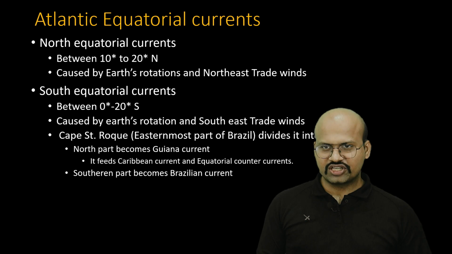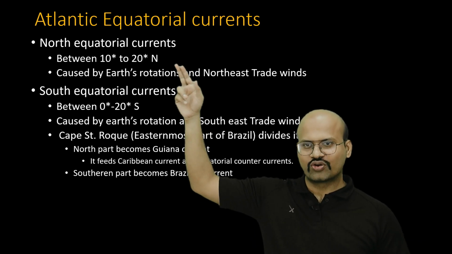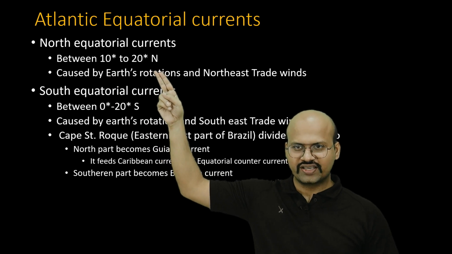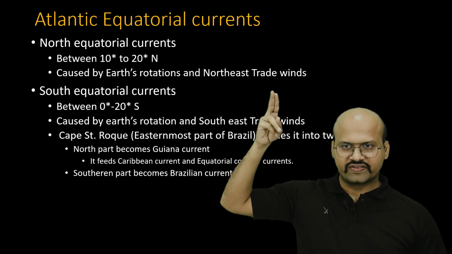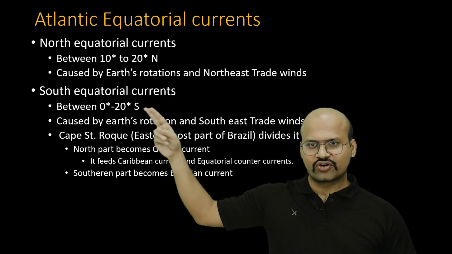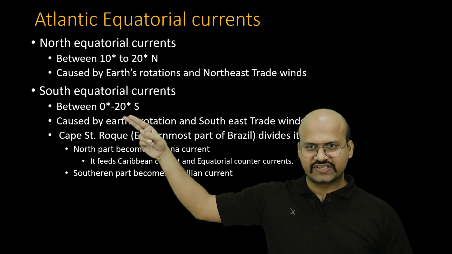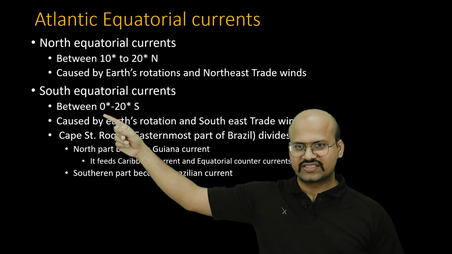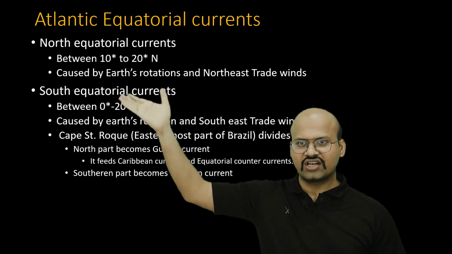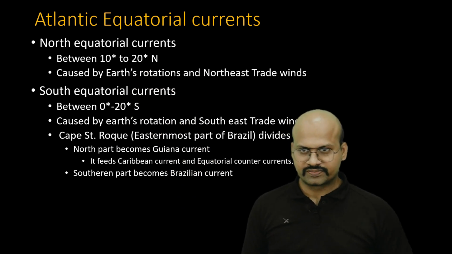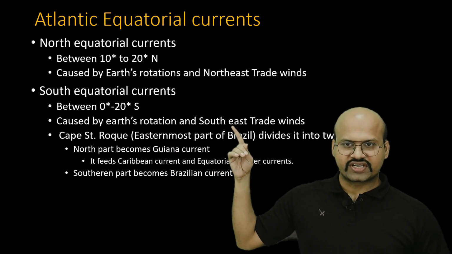These are the properties of the equatorial currents. The north equatorial current is located between 10 degrees and 20 degrees, and it is caused by Earth's rotation and northeast trade winds, while the south equatorial current is located between 0 degrees and 20 degrees. So as we have seen, the south equatorial current is just adjacent to the equator, while the north equatorial current is a little north of the equator. This is again caused by Earth's rotation and southeast trade winds.